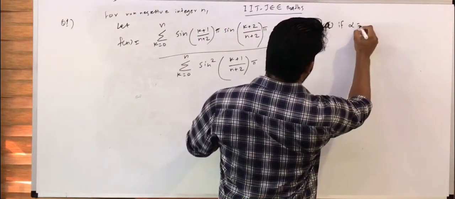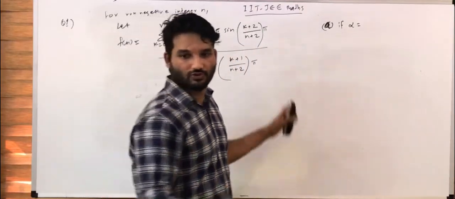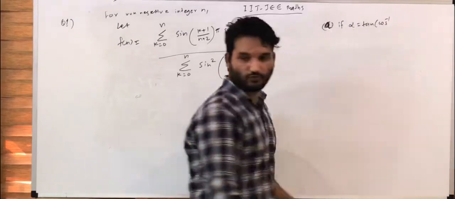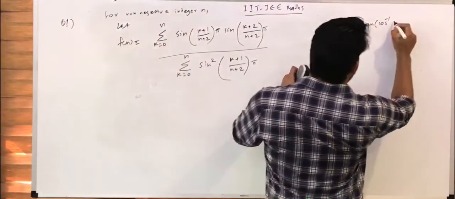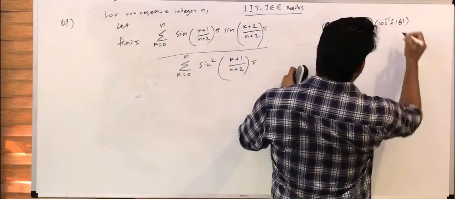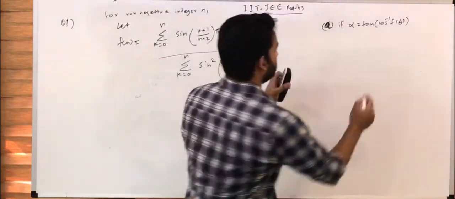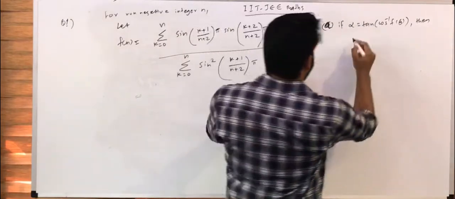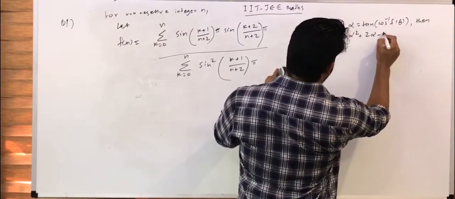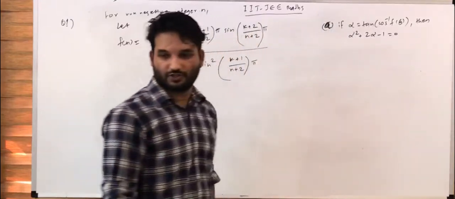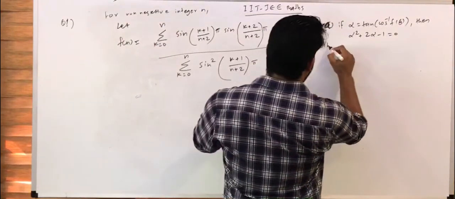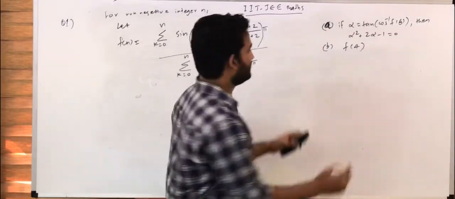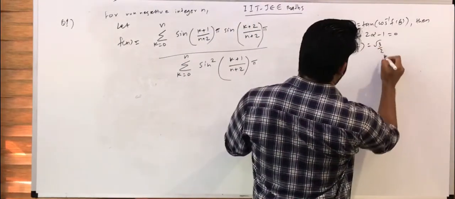Option A: if alpha is equal to tan of cos inverse of f of 6, then alpha square plus 2 alpha minus 1 equal to 0. Option B is given as f of 4 is equal to root 3 by 2.